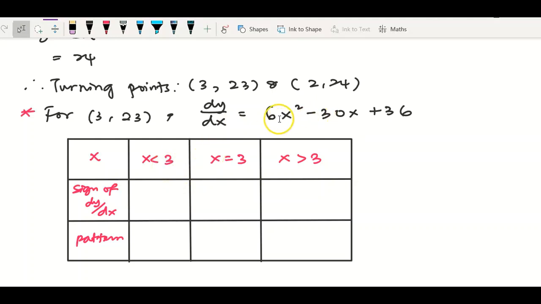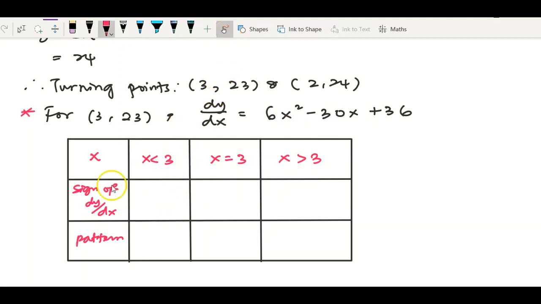2 substituted inside, you will have 6 times 4, 24, minus 30 multiplied by 2, plus 36. When I substitute 2 inside dy/dx, I got 0. Oh, sorry. Yeah, 2 is supposed to be the other turning point, so I cannot substitute 2. Substitute 2.5 into the dy/dx. Let's see what happens.